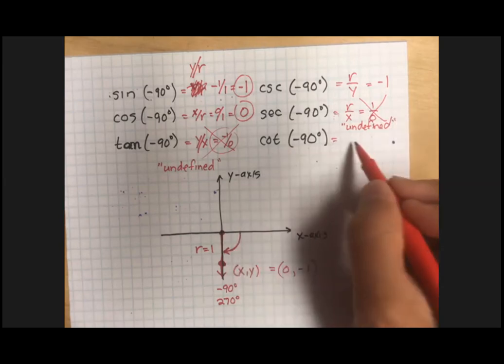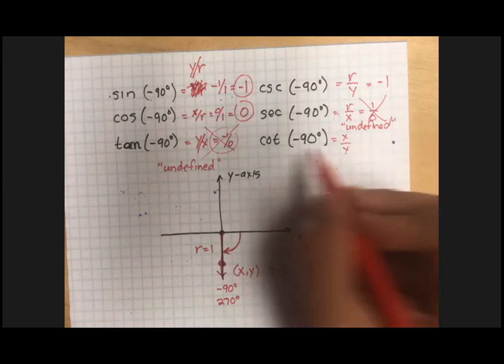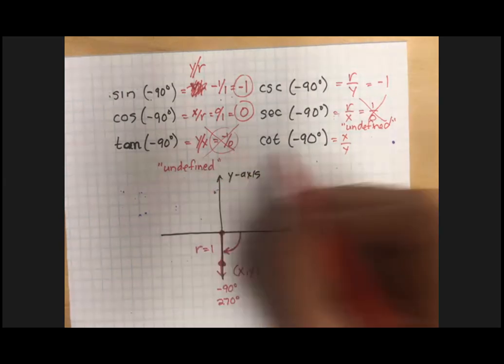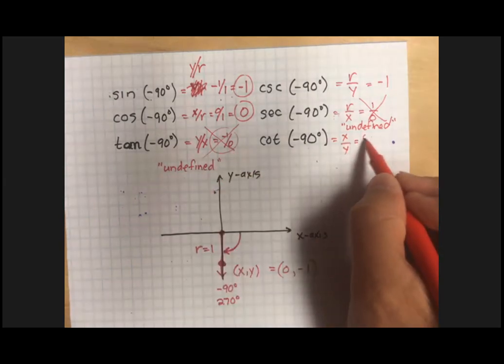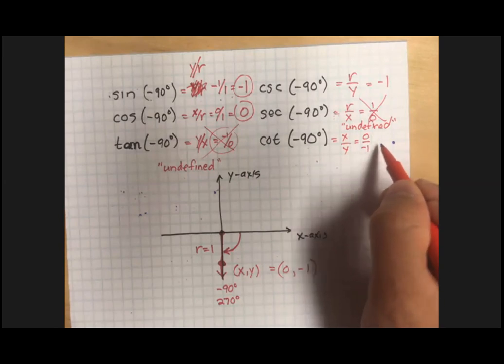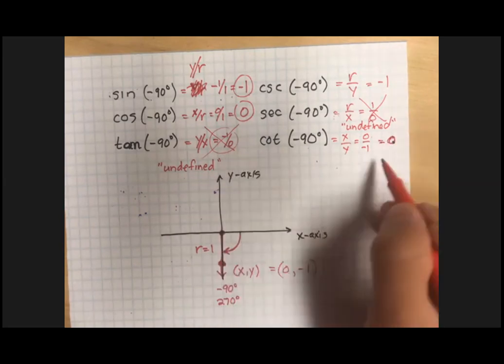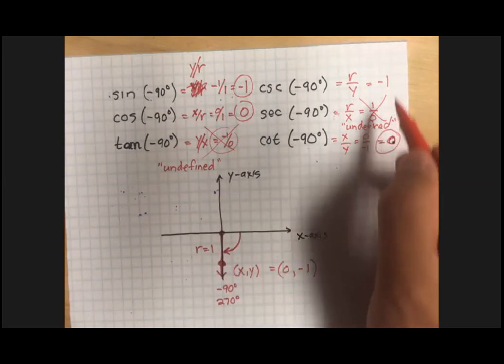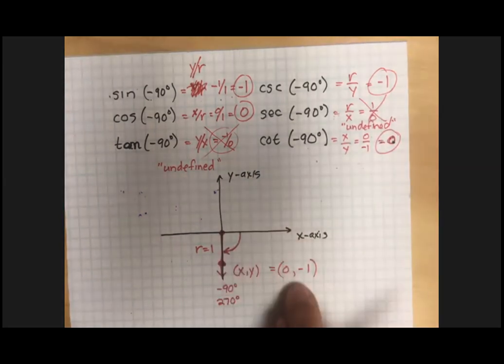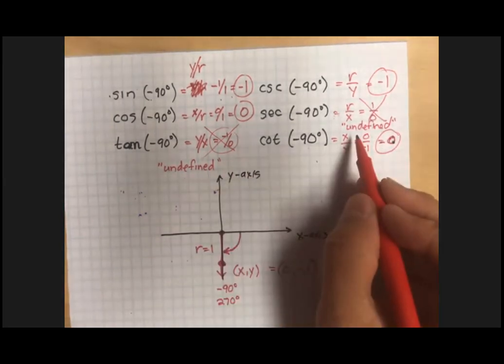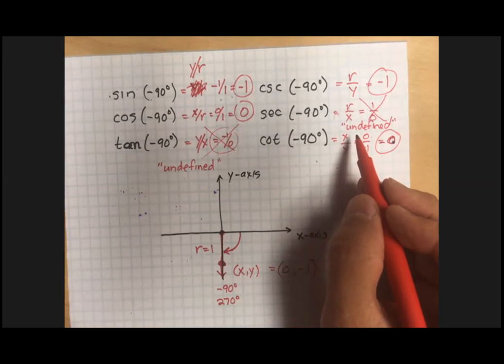And what about x over y? Cotangent? Well, the reciprocal of undefined would be 0 over -1. That is legitimate. When you take 0 divided by a number, you always get 0. But when you take a number divided by 0, you get nothing. Okay, so quadrantal angles, you got to be prepared to say undefined at the right place.